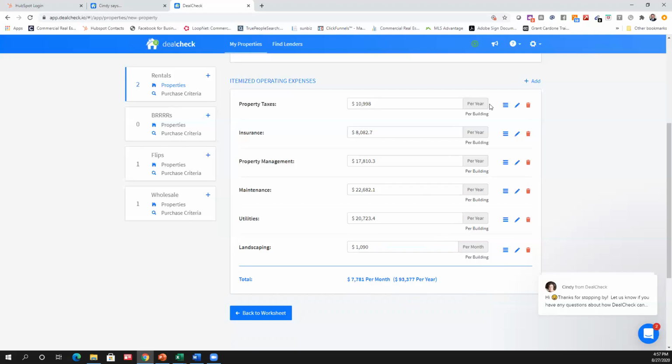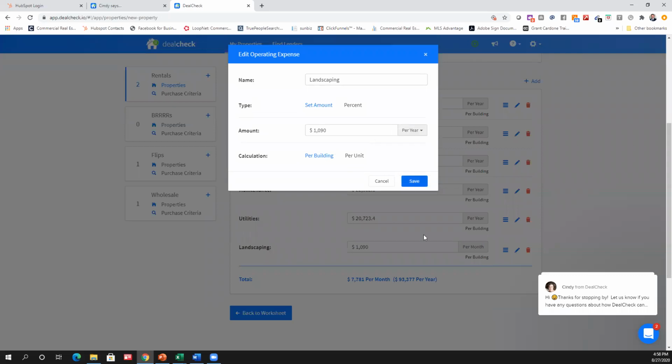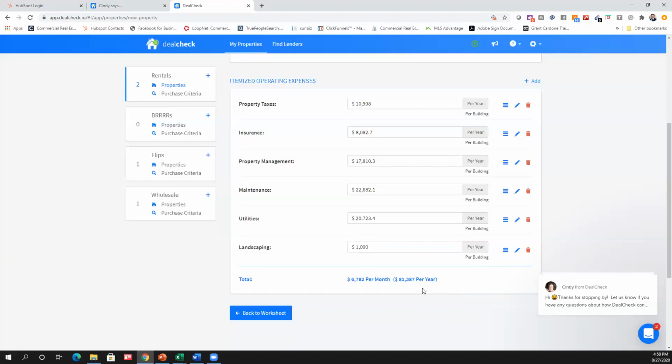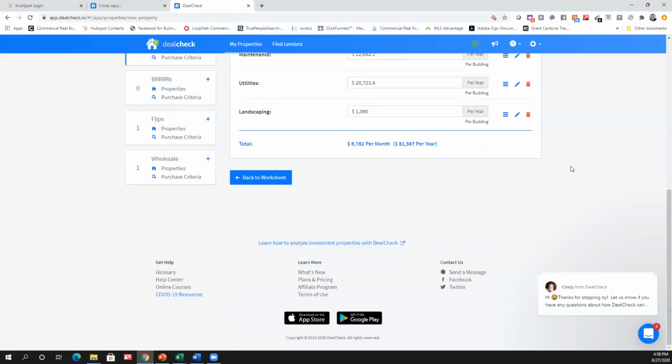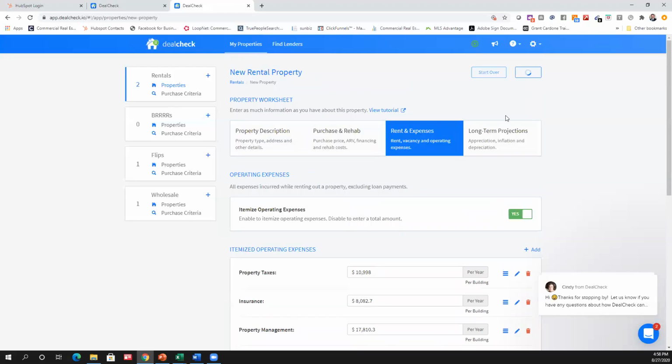93,000 per year. Okay, let's make sure we did this right. Per year, per year. Per year. Okay, per month. See, that was wrong. Now it's per year as well. See, boom, that changed it. That was 10 grand. See, that's a big mistake. $1,000 a month versus $1,000 a year. That's a huge swing in your underwriting.